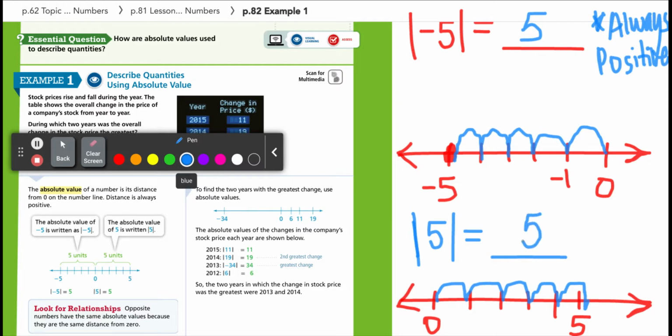So again, I want you to notice that the absolute value of -5 was 5. The absolute value of 5 is 5. Both -5 and 5 are the same distance from 0.